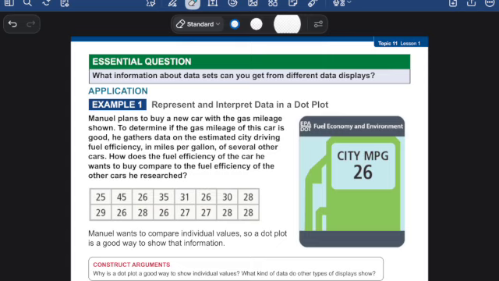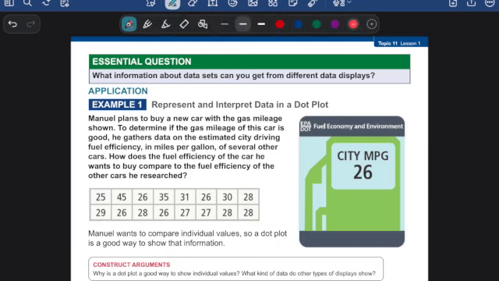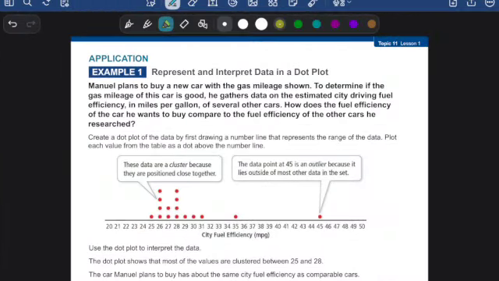And we're going to compare the fuel efficiency of the data he collected to the car that he wants to buy. He wants to compare individual values, and since we're trying to look at individual values, we need a dot plot that can represent each individual value that we can compare. So to create a dot plot, we have a number line, and we have set the intervals to count each individual fuel efficiency, starting at 20 and going all the way up to 50.